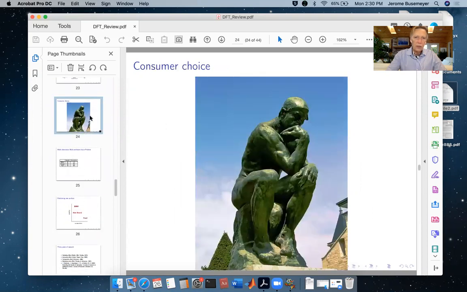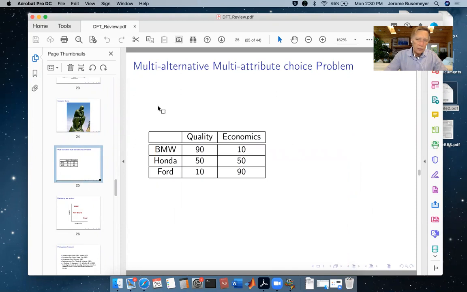Okay, consumer choice decision making. So instead of trying to make decisions between risky or uncertain alternatives, now we're going to be trying to make decisions between what we call multi-alternative, multi-attribute alternatives, like consumer choices. A typical one is right here, choosing a car. When you're choosing a car, you have to evaluate things like the quality of the car, the economics of the car, and we might have different options like a BMW and a Honda and a Ford.